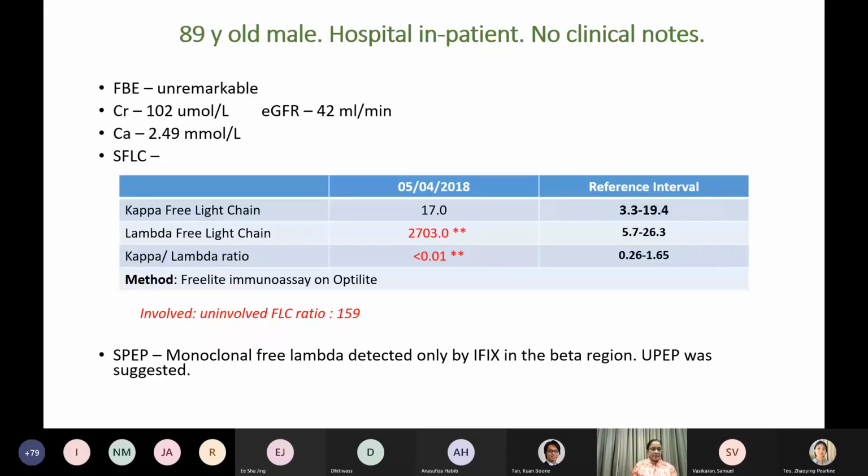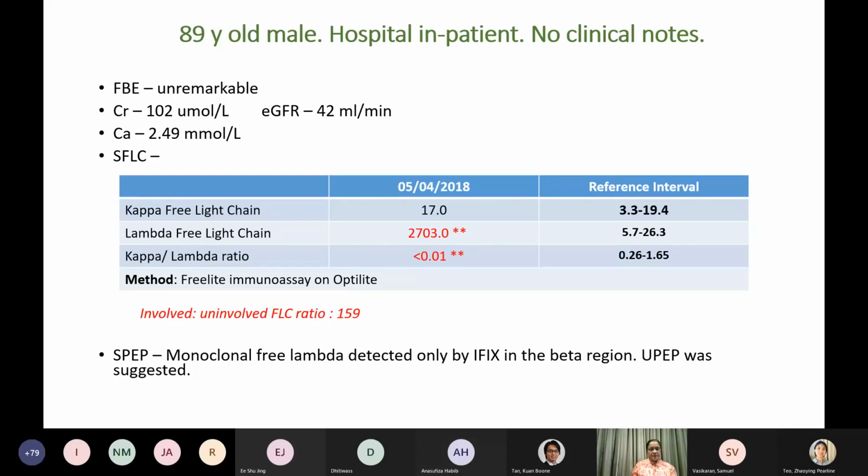Next one is an 89-year-old male. Initially, the patient was in hospital when we got the first set of bloods back in April 2018. We don't normally get any clinical notes from hospital patients. But around the same time, full blood count was unremarkable, eGFR was 42, and calcium was normal.